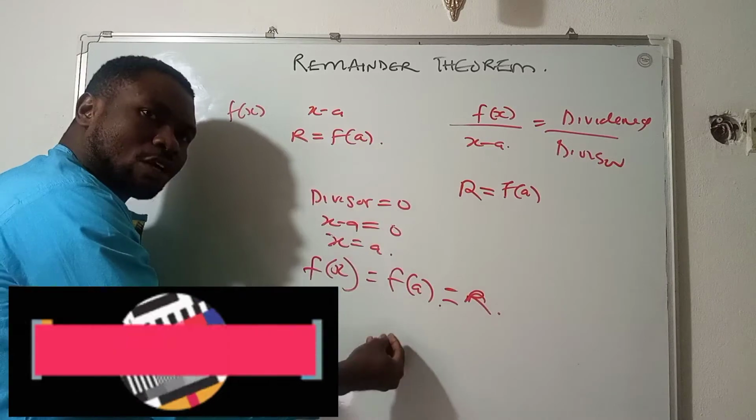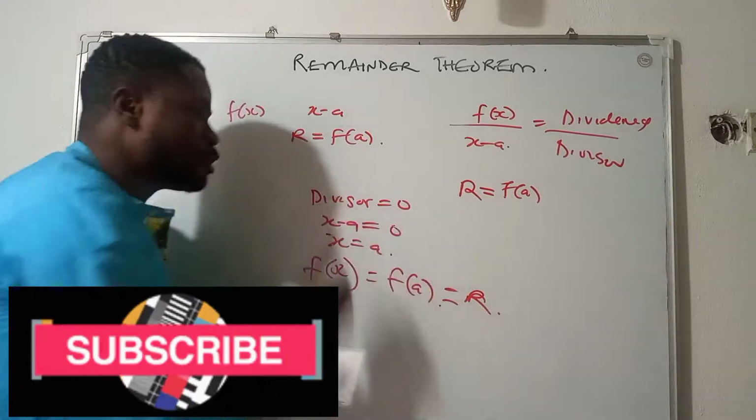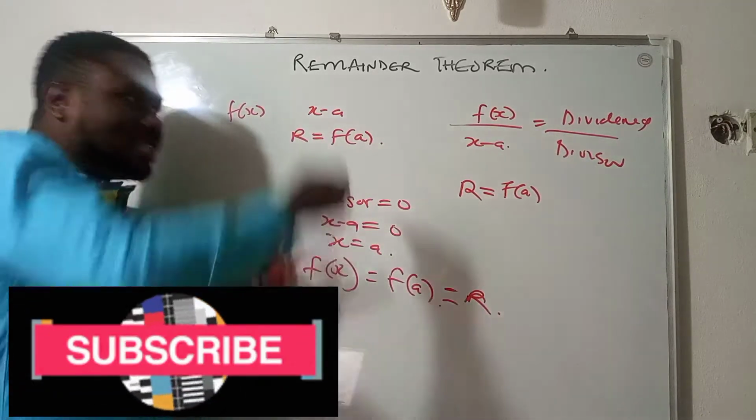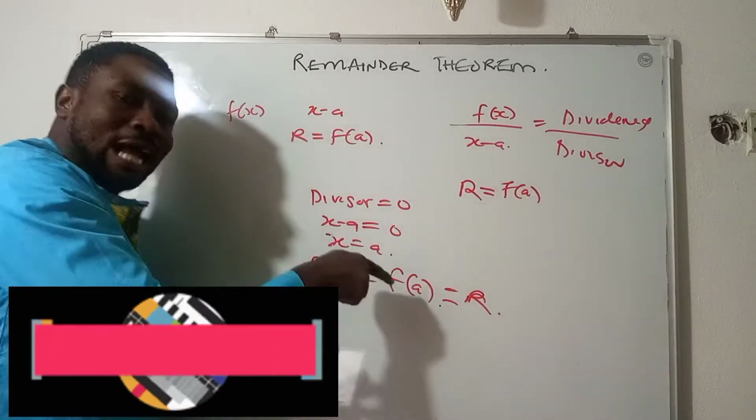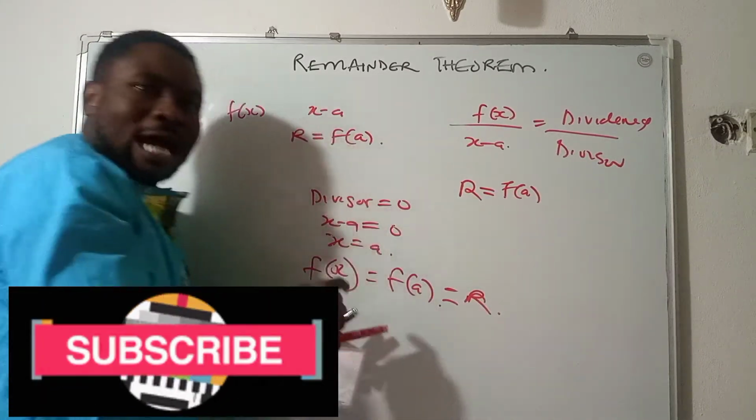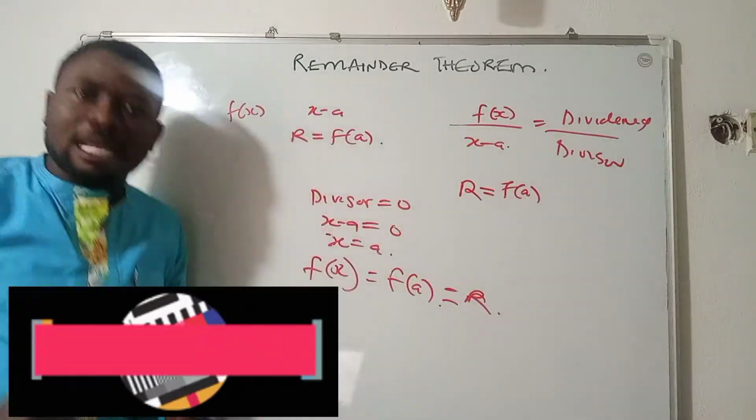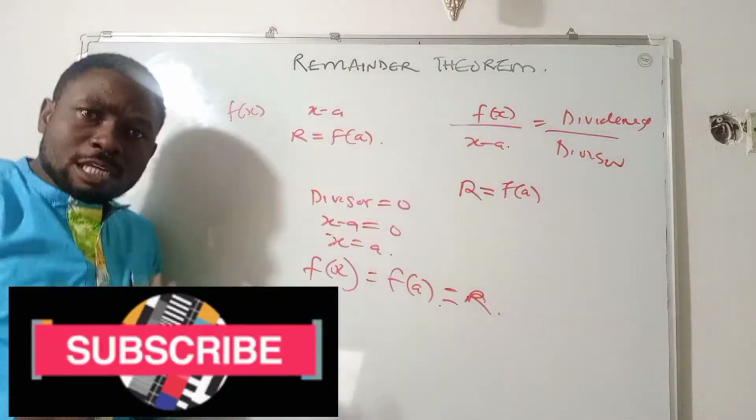And when you get x equal to a, then the a here should be substituted in the dividend. And that is the same thing as f of a. And they said that will become the remainder. As simple as that.